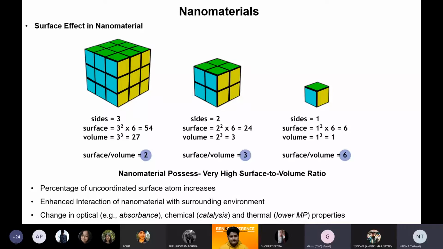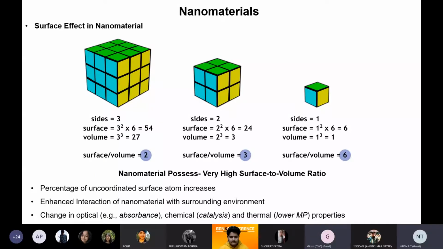For example, for the surface effect, consider this cube. This cube has sides of 3, and if we calculate the surface area, it comes to the area of one face multiplied by 6 faces, so around 54. And the volume of the cube is the side cubed, so it is 27. Now when the same cube is divided into smaller and smaller portions, we observe that the surface to volume ratio tremendously increases.